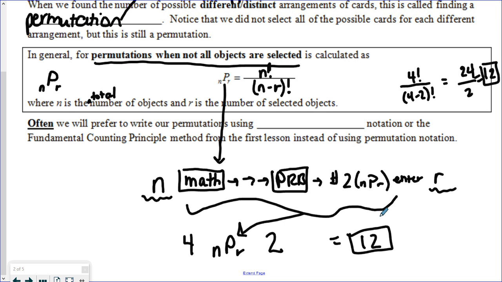It says, often we will prefer to write our permutations using factorial notation, or the fundamental counting principle methods from the last lesson, instead of using permutation notation. Usually with permutation questions there are multiple ways to get to the right answer, whether you're using the fundamental counting principle or permutation notation and factorial notation. So know that quite often there is more than one way to get to it.